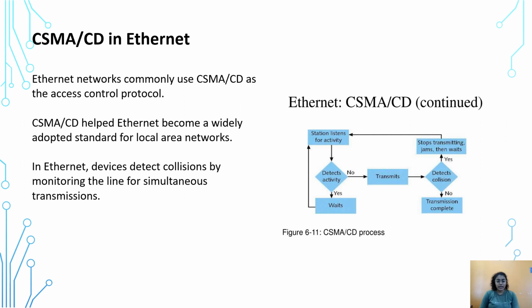CSMA-CD in Ethernet. Ethernet is nothing but a system used to connect a number of computers to form a local network. Ethernet networks commonly use CSMA-CD as the access control protocol. CSMA-CD helped Ethernet become a widely adopted standard for local area networks. In Ethernet, devices detect collisions by monitoring the line for simultaneous transmissions.